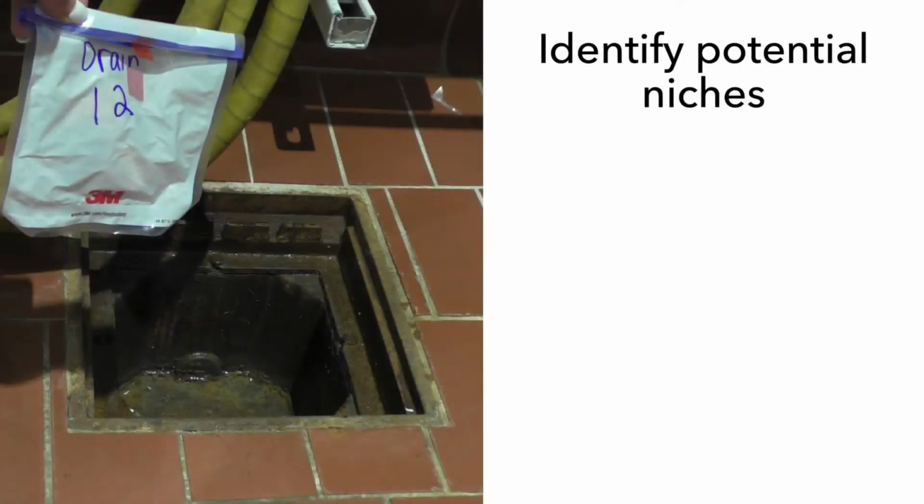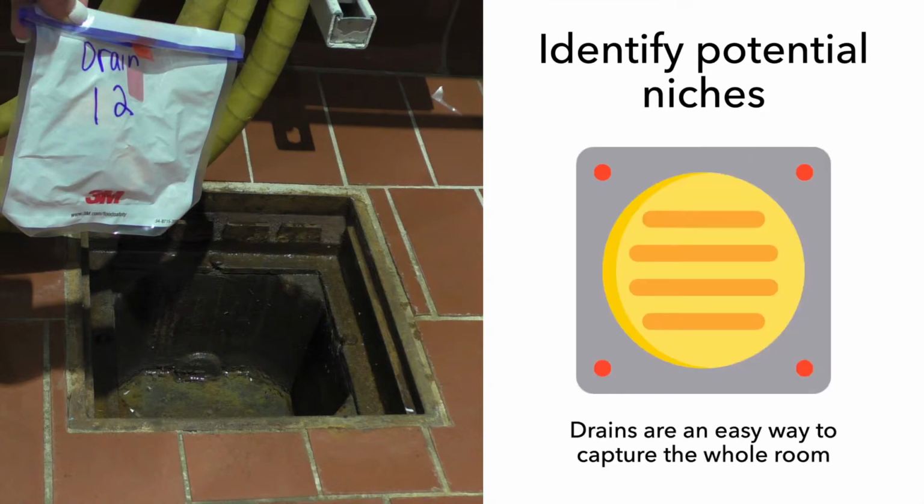For example, drains are an easy way to capture the worst-case scenario of the whole room, as water that has touched equipment and floors flows into drains. If Listeria are present in a room, it's likely it will end up in the drain. Also remember that finding Listeria in a drain can result in the cross-contamination of food.